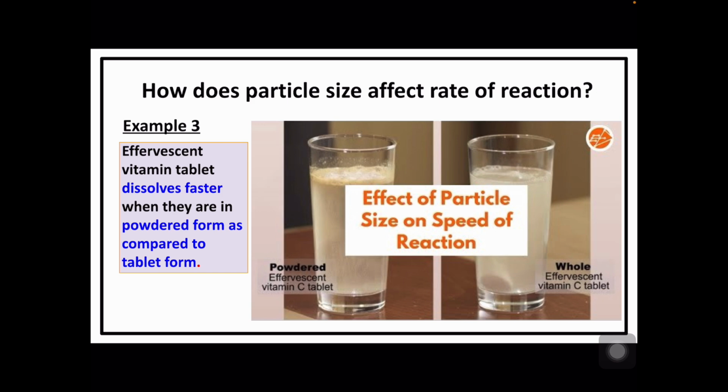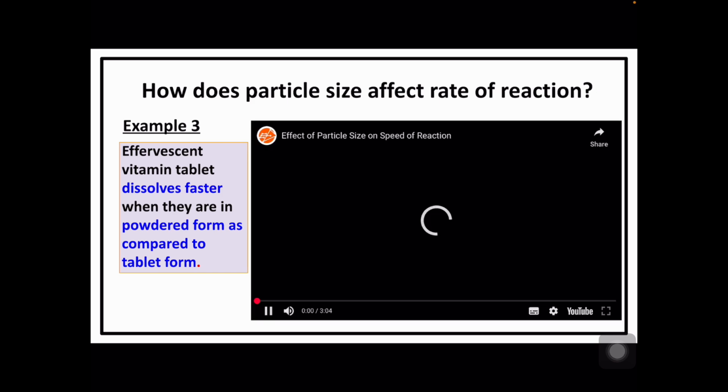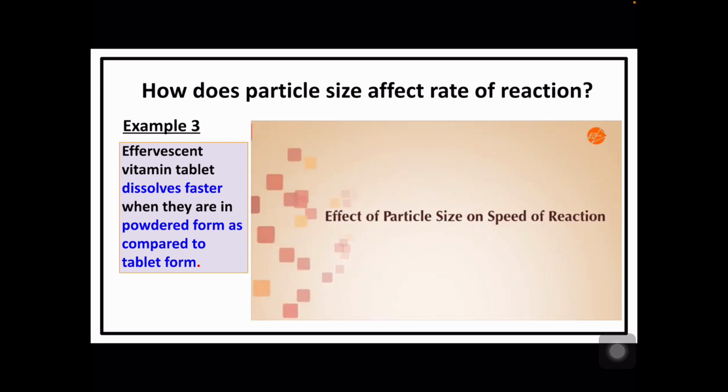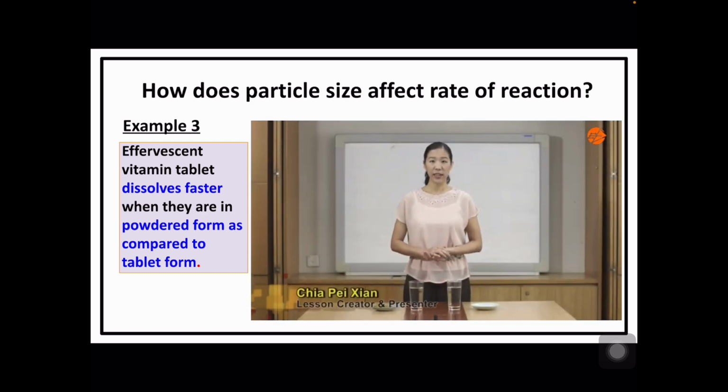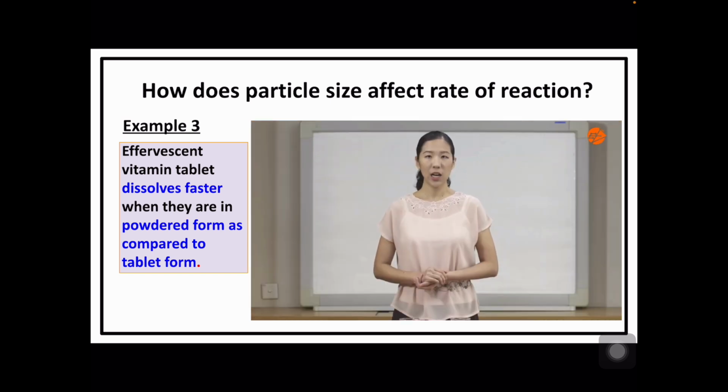A third example: if you have drunk such vitamin tablets before, you would be better able to appreciate what's going on here. How does size affect the speed of a reaction? Let's find out using an experiment that you can try at home. We will be using effervescent vitamin C tablets and water.